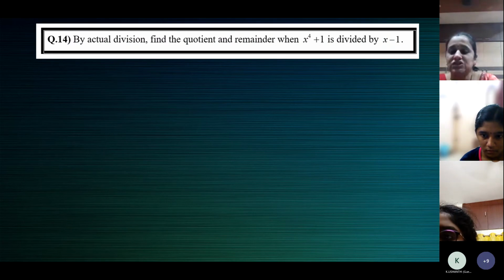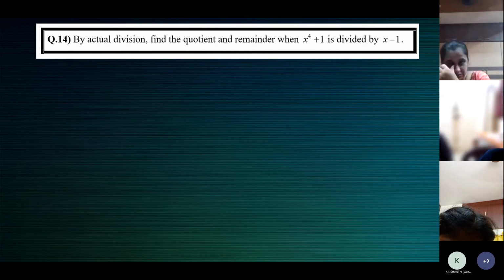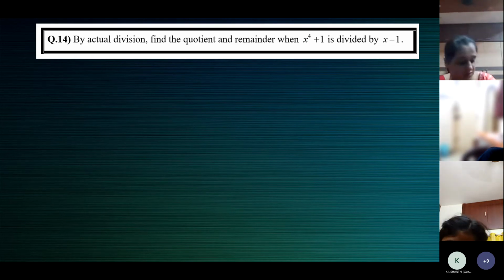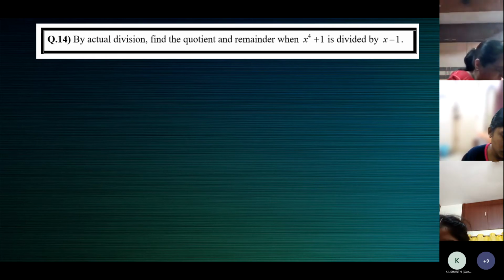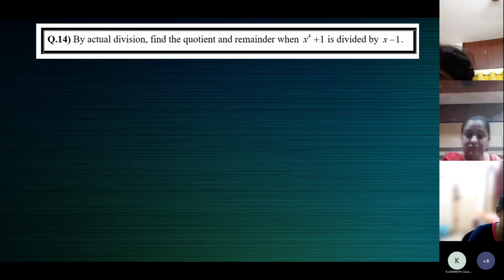Sindhu and Sanjay, use remainder theorem and check if your remainder is correct. Yes, others? I too got the same, ma'am. Ma'am, I actually got 2, ma'am. What's your quotient? X cube, ma'am. Oh, x cube is the quotient, but remainder is 2, is it? Yes, ma'am. Okay.